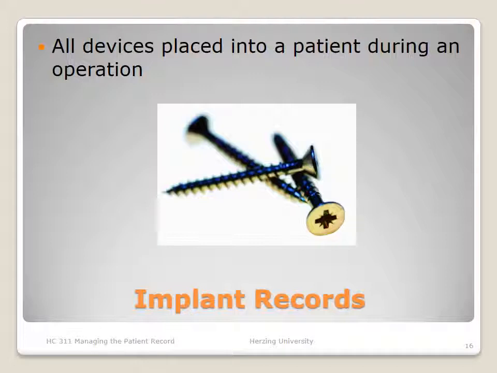Anytime a patient has a device or implant placed in their body during surgery, an implant record is generated. This contains all of the information on the implanted device, such as the manufacturer, the size of the implant, the serial number, and what it is made of. The patient normally receives an implant card with the same information.